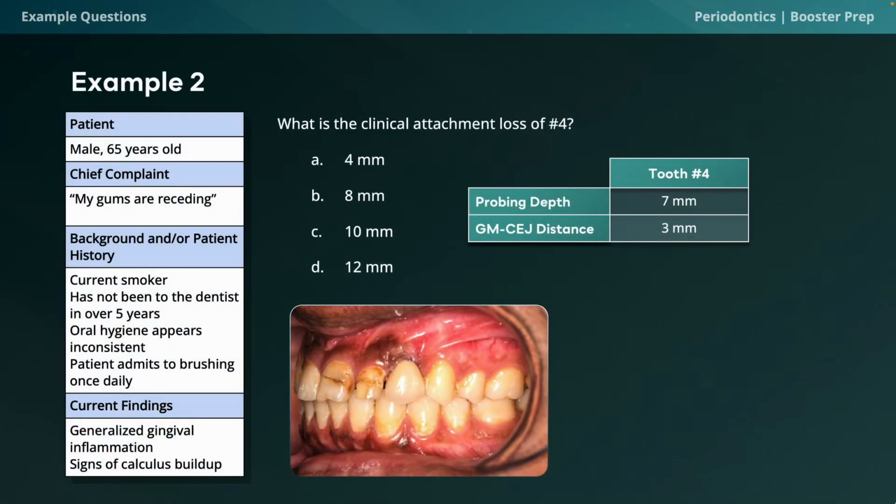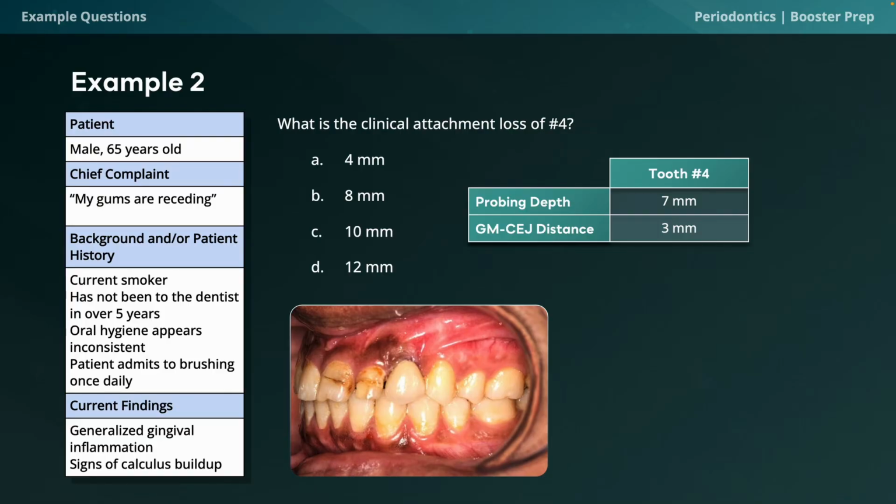Okay, so here's another one. We have a male 65-year-old patient with a chief complaint of receding gums. He's a current smoker, he hasn't been to the dentist in over 5 years, his oral hygiene appears inconsistent, and he admits to only brushing once a day. Current findings indicate generalized gingival inflammation and signs of calculus buildup.